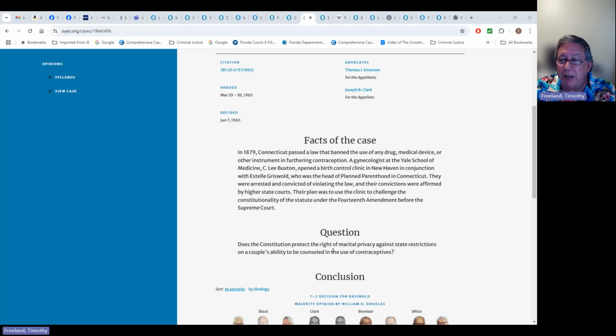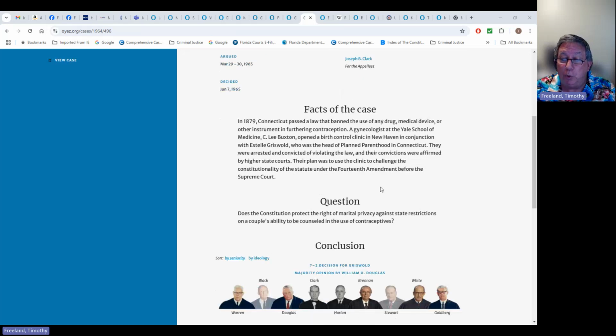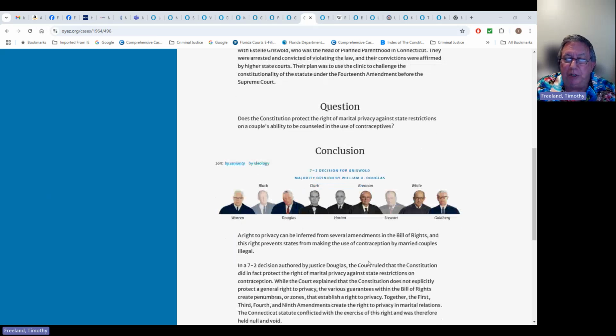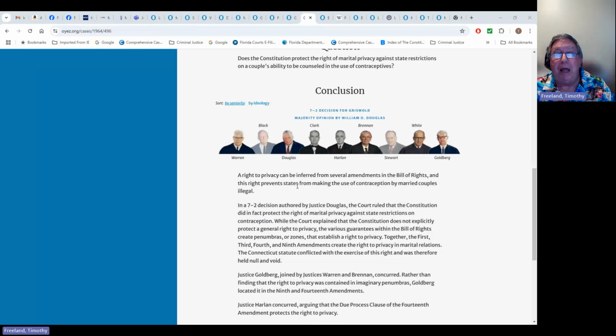And the question was really limited to marital privacy. Does the Constitution protect the right of marital privacy against state restrictions on a couple's ability to be counseled in the use of contraceptives? And that was the issue that was squarely before the U.S. Supreme Court. And you will notice that all white men decided this case. And the outcome of this is particularly interesting to me, because they found a brand new right that was not in the Bill of Rights, is not in the Constitution, but they said it can be inferred, and that right is the right to privacy.